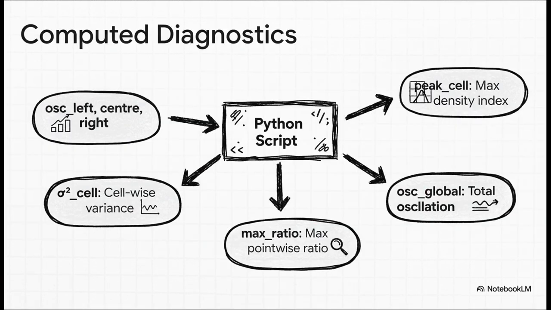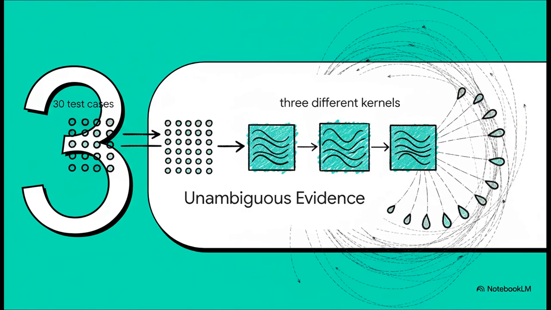Now for the analysis, they use a frozen Python script. It's called paper43_cellwise_osc_probe.py. And what it does is it leverages all that certified numerical infrastructure from paper 42, but instead of just spitting out one global number, it computes these 7 very specific spatial statistics for every single one of the 30 test cases. And the results that came out of this probe, well, they're absolutely unambiguous. And they're incredibly consistent across all 30 tests. That's 3 different kernels, each evaluated at 10 different epsilon values.